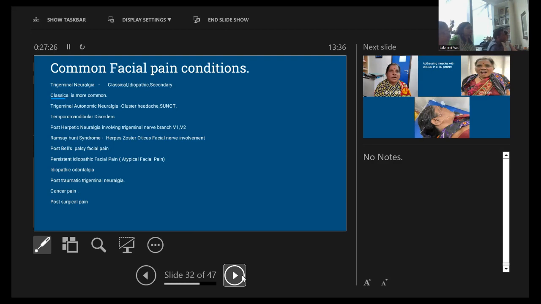post-traumatic. That's what Madam was mentioning. Post-dental extraction, when the patient feels the pain, that is a post-traumatic trigeminal neuralgia, cancer pain. But I am not going to go into details. And post-surgical or post-procedural pain, like the deafferentation pain post-radiofrequency or any tooth extraction. Whatever. Look at this whole slide.